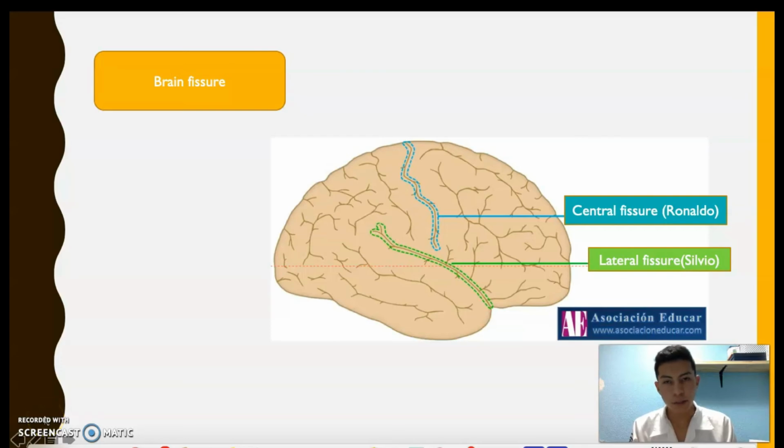So to finish this part of the cerebral cortex, I'm going to talk about the principal features in the brain. First, we have the lateral fissure, or Sylvius fissure, which is located in the lower part of the two cerebral hemispheres and traverses a large part of the brain.